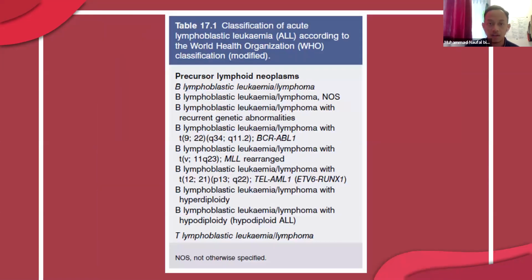Okay, next, this is the classification of ALL according to WHO, and this classification is based on the underlying genetic defect. So we can see that there are examples like translocation 9;22, and others, the underlying genetic defect.